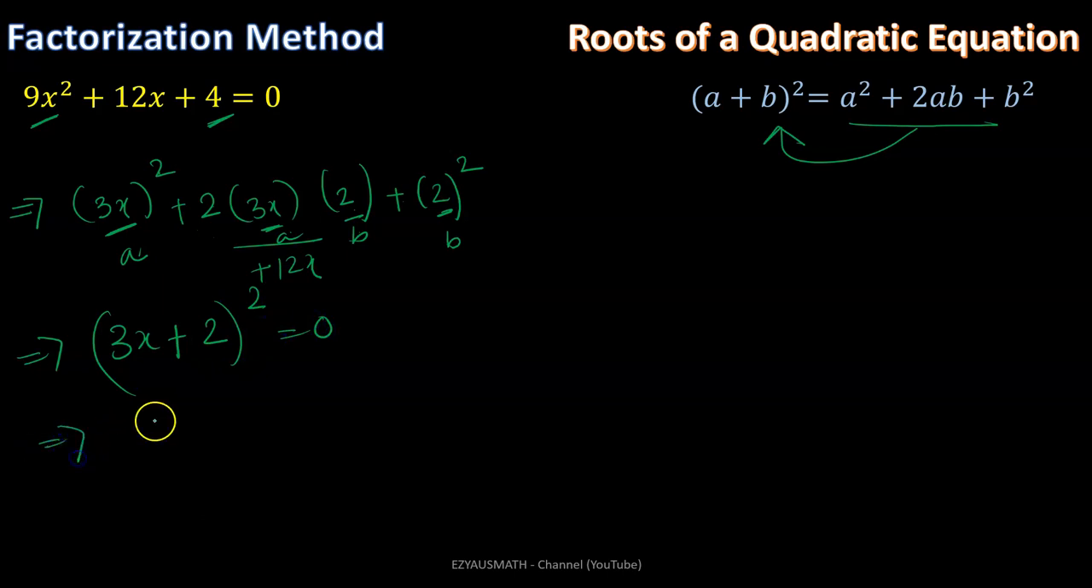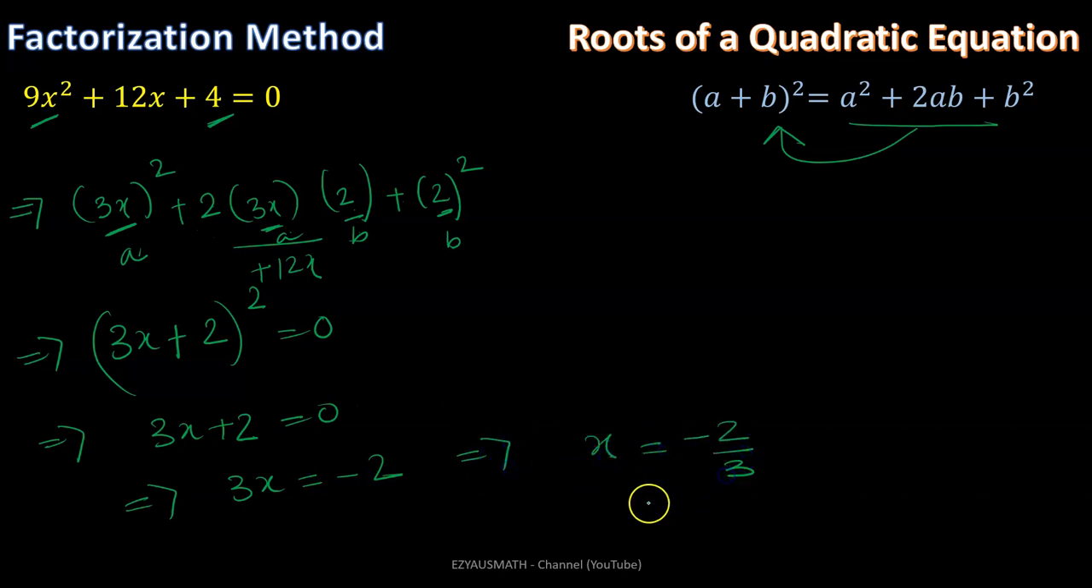To remove the square, apply square root on both sides. So after applying square root on both sides, it will be 3x plus 2 is equal to 0. To solve this equation, let us add minus 2 to both sides. So 3x is equal to minus 2, and to find the value of x, divide the equation by 3. Dividing the equation by 3, the root will be x is equal to minus 2 upon 3. Let us move to the next example.